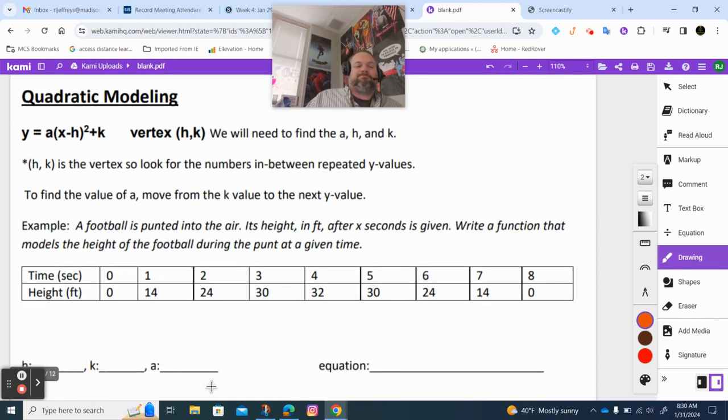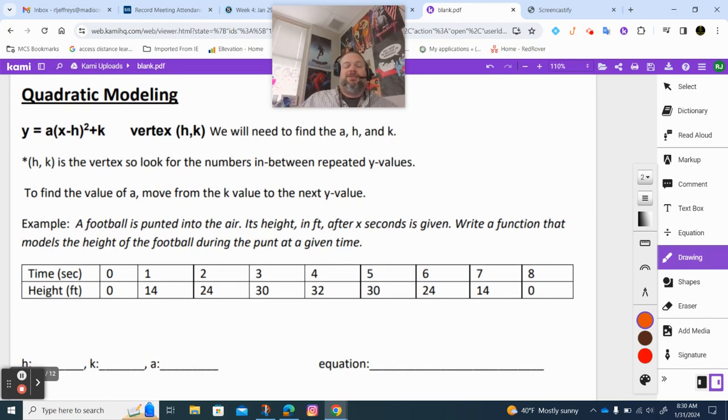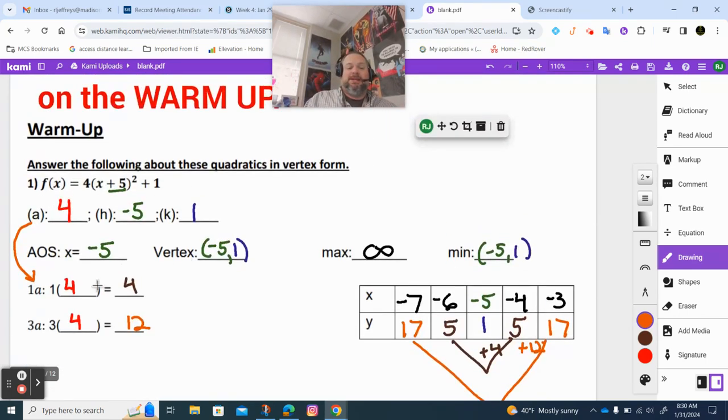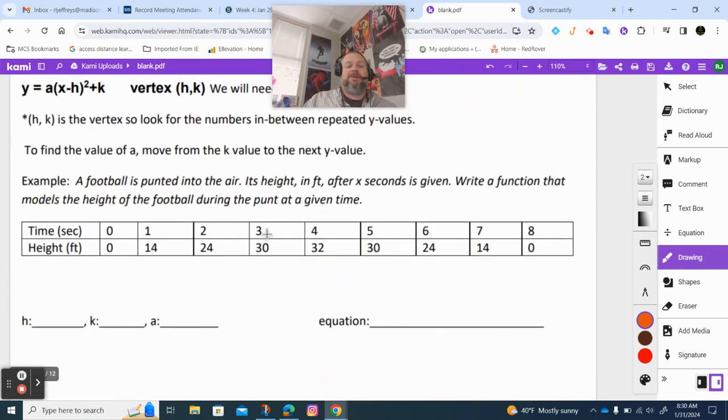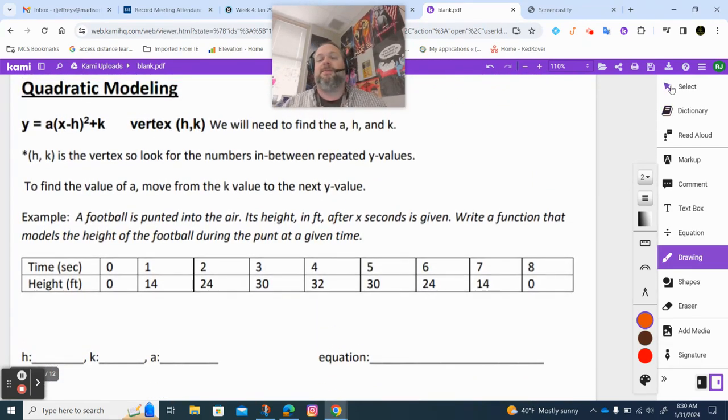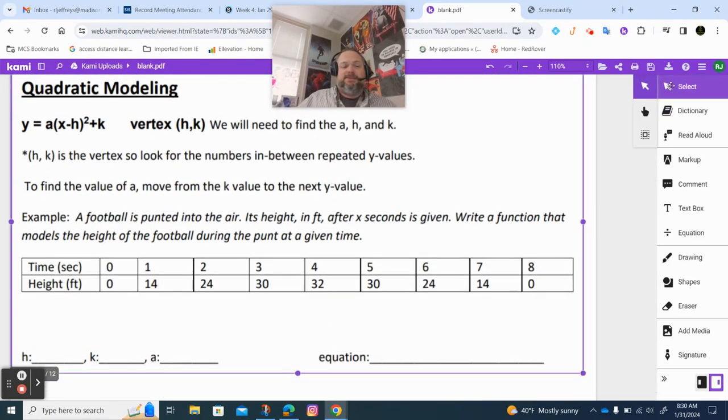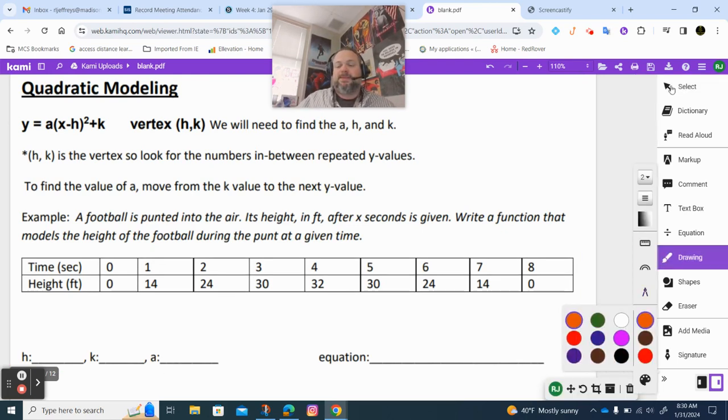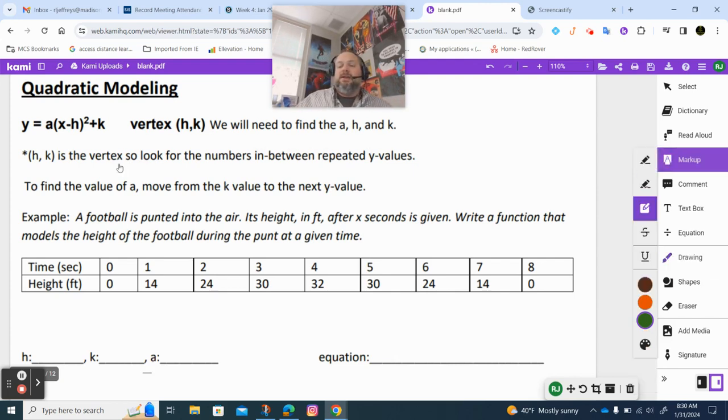All right. So the reason why we had this warm up today for a, h, and k is because we are dealing with a, h, and k in this lesson. Now, remember the vertex is (h, k). We will need to find all this stuff. The h and the k are the easiest things to find.